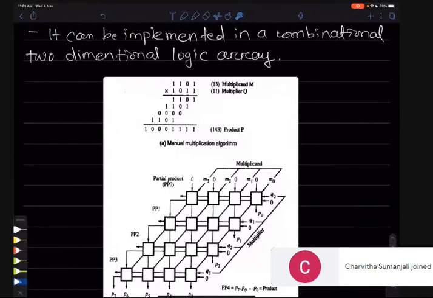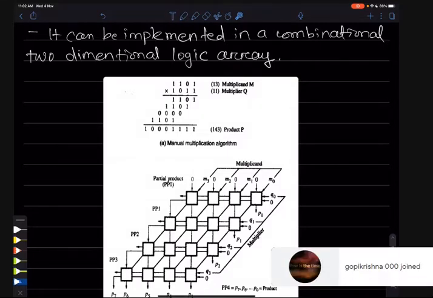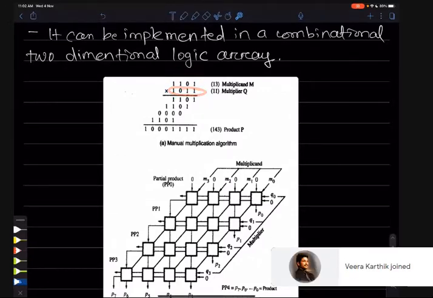The bottom part is called the multiplier, the top part is called the multiplicand. Okay, remember these names because these will be useful in the further sections of this chapter. The top part is called the multiplicand, the bottom part is called the multiplier.